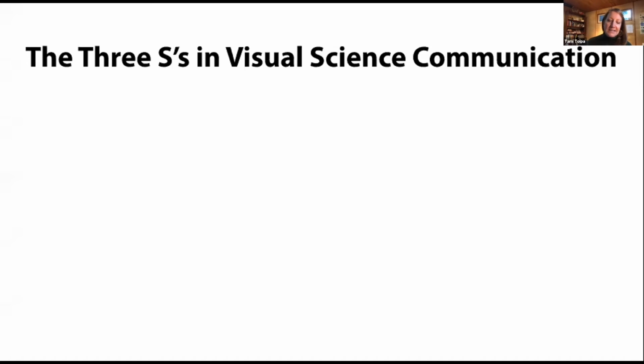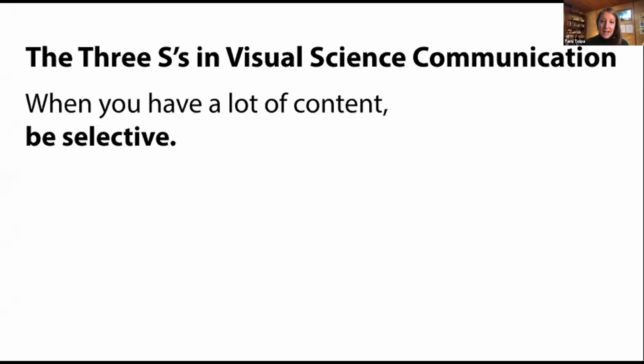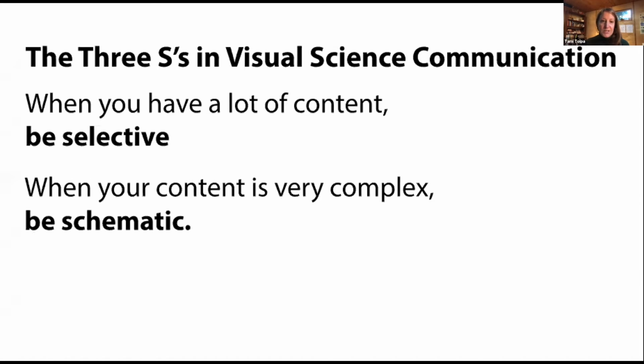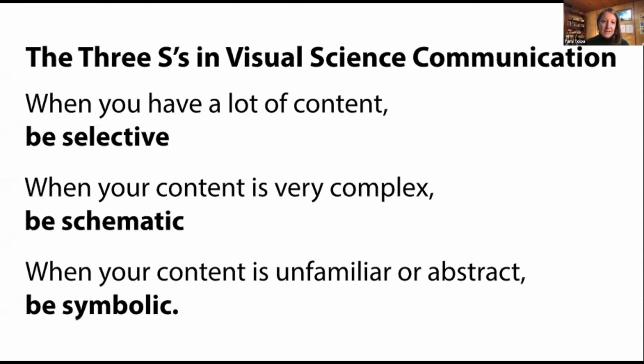The 3 S's in visual science communication. When you have a lot of content, be selective. When your content is very complex, be schematic. And when your content is unfamiliar or abstract, be symbolic.